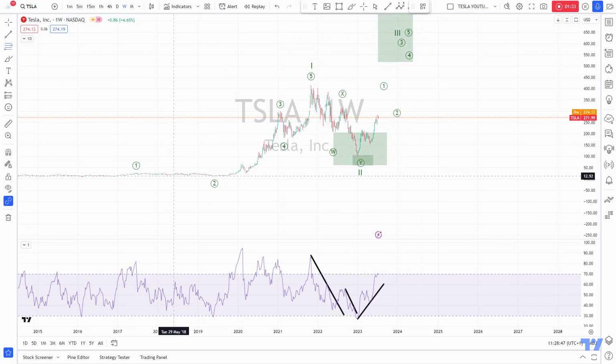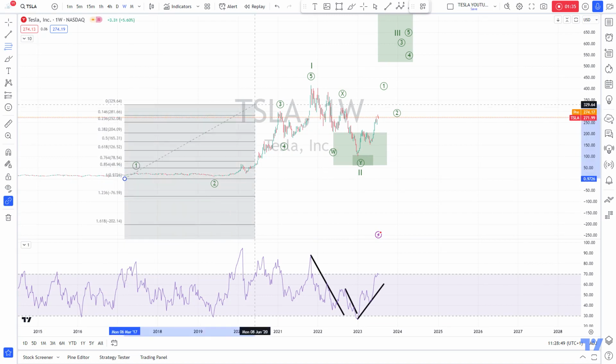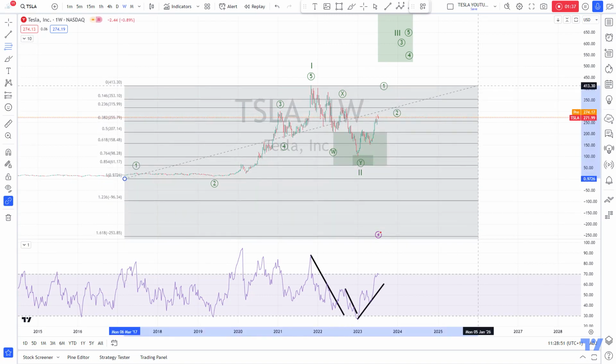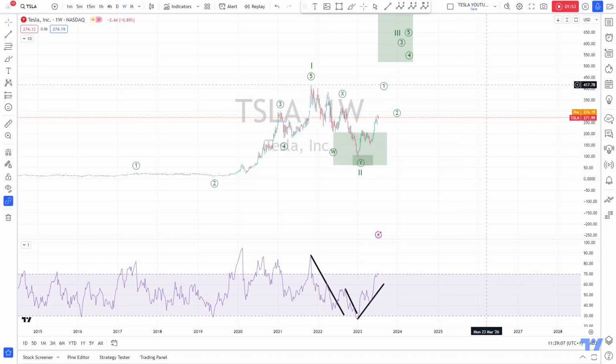A wave 2 normally retraces between the 0.5 and the 0.854 FIB retracement, and as you can see, Tesla went quite deep into this area. Another interesting observation is that we had a perfect reaction from the equal leg area. This is what typically happens in corrections.